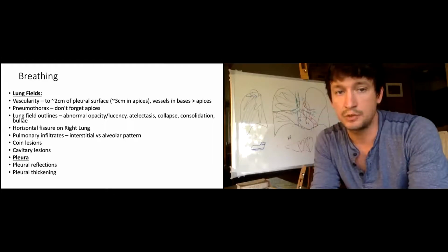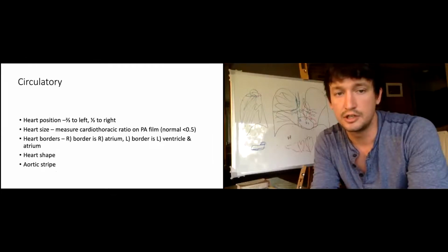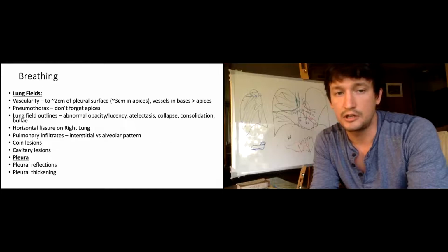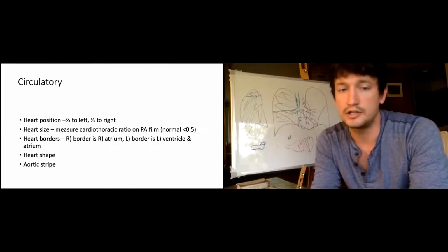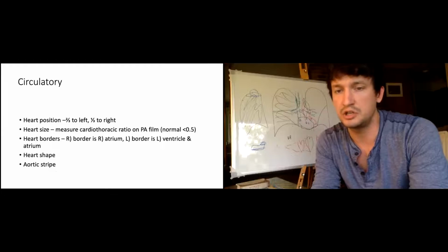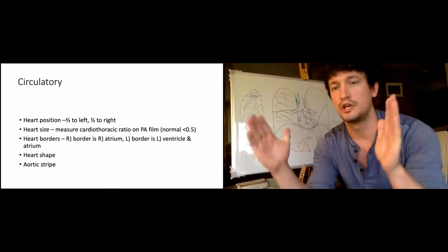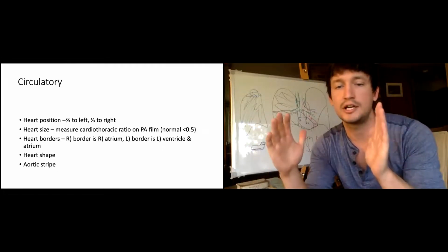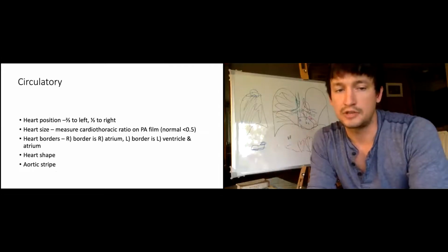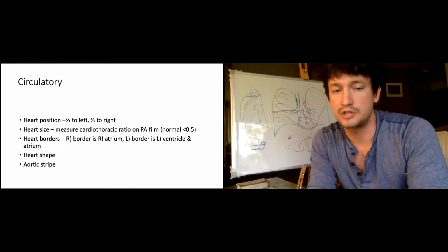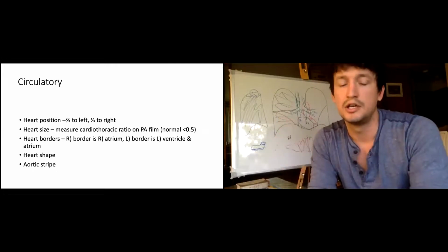Okay, so then we want to look at breathing. We look at the vascularity, look for any lesions. For the sake of time, I'm just going to keep going on. We'll talk more about this later. The circulatory, the heart should be less than 0.5 the size of the total width of the diaphragm. And then I talked about the heart borders already, making sure there's not a widened mediastinum. Next slide.